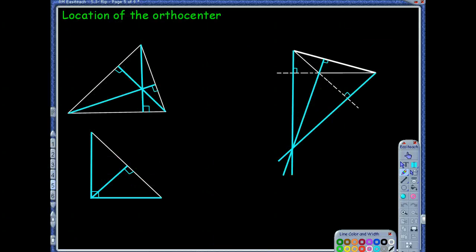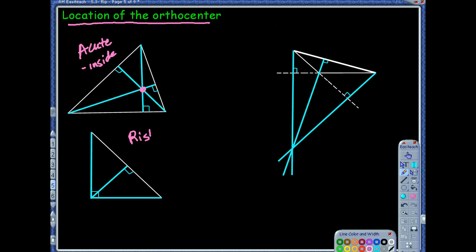Now, the location. Notice with the centroid, it was located somewhere inside the triangle. You guys explored this today. The location of this orthocenter, just to recap: this is an acute triangle. Notice where it's located. Inside. It's inside.